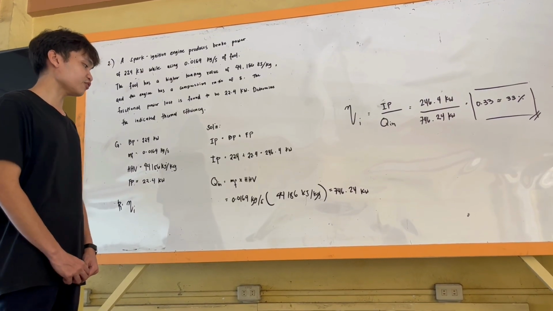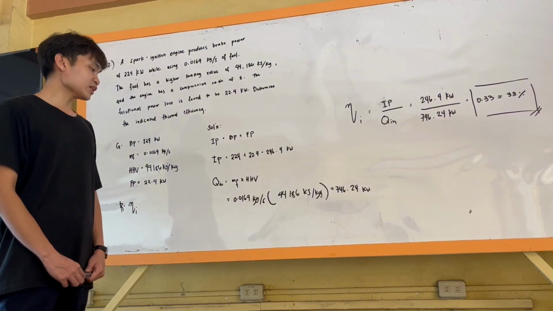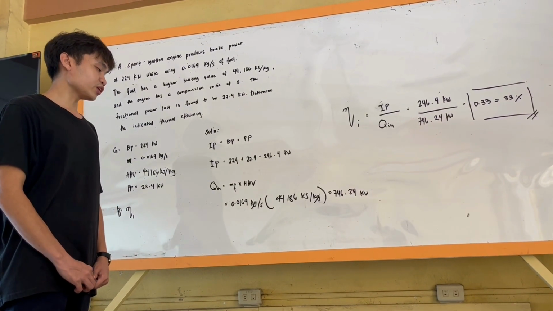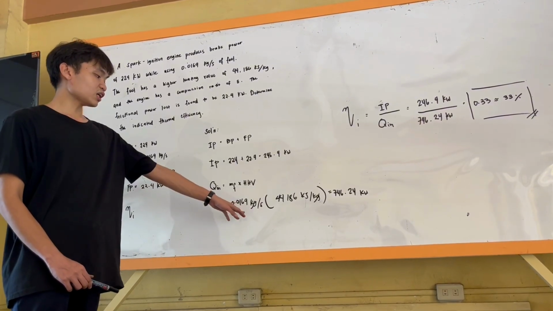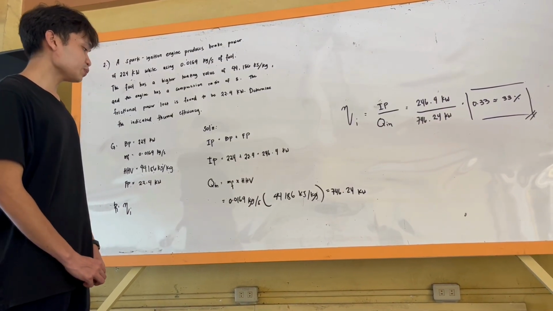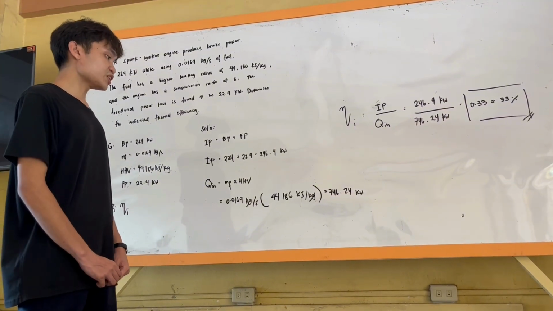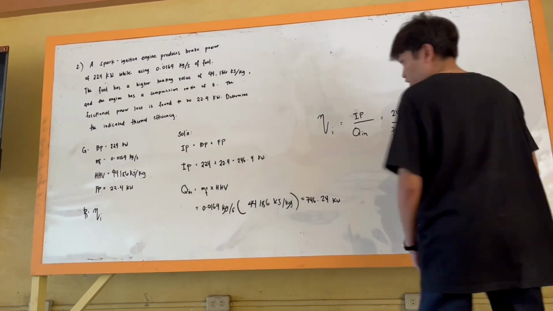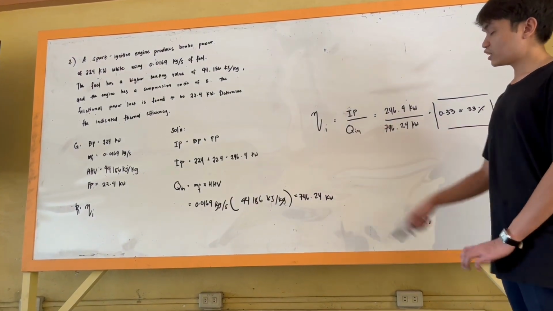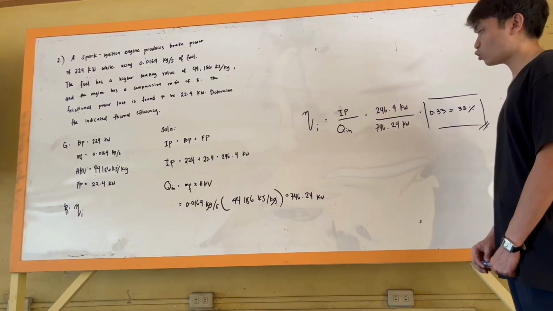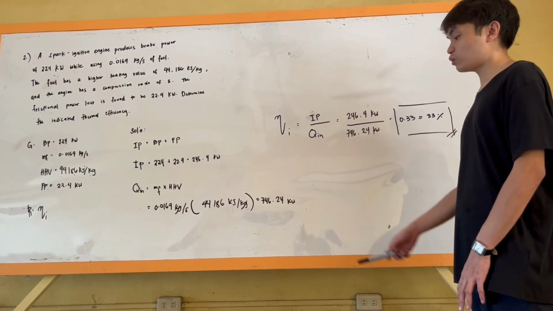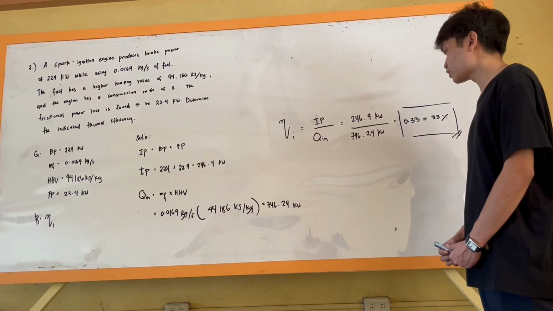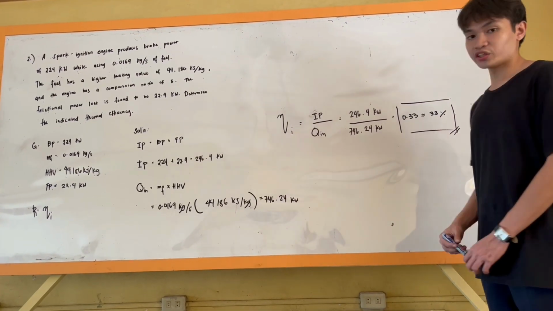Next is the Qin. To get this, we have Qin is equal to the mass of fuel times the heating value, which is 0.0169 kilograms per second times 44,186 kilojoules per kilogram. So we will be cancelling out the kilograms. We will be left with kilojoules per second or kilowatts, which is 746.24 kilowatts. Then, to get the indicated thermal efficiency, we have thermal efficiency is equal to IP over Qin, which is 246.4 kilowatts over 746.24 kilowatts, which will result in 0.33 or 33%.